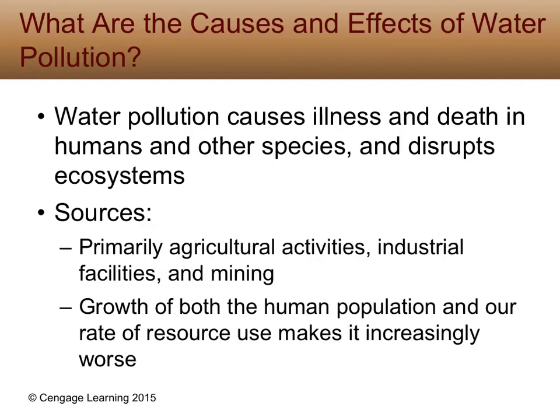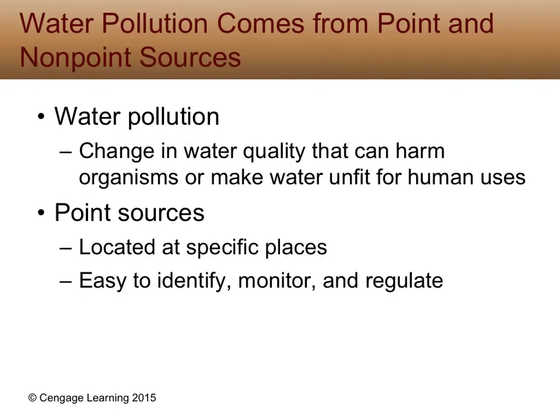Water pollution can cause illness and death in humans and other species, and disrupts ecosystems. The main sources are agriculture. Number one, agriculture is the number one polluter. Of course, we need to eat, so farmers need to grow food, need to make some money, need to feed us, and unfortunately put a lot of inorganic fertilizers on, which gets into our watersheds. Industrial facilities, number two, mining is terrible too. Growth of the human population and rate of resource use really make it increasingly worse. Waters are getting dirty. Luckily in the United States we have very good laws for this.